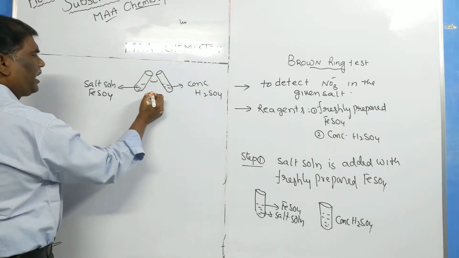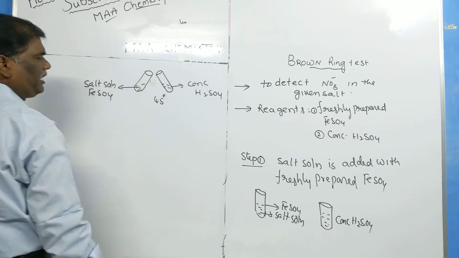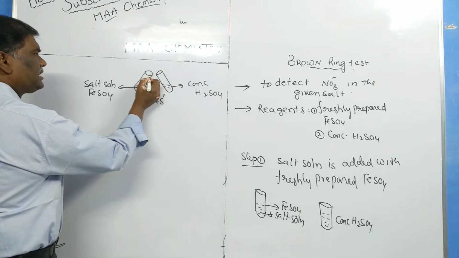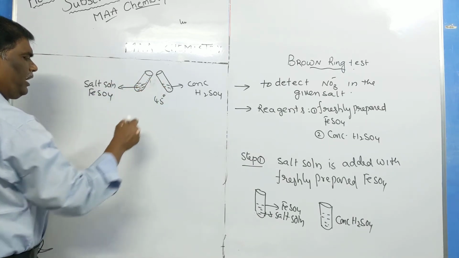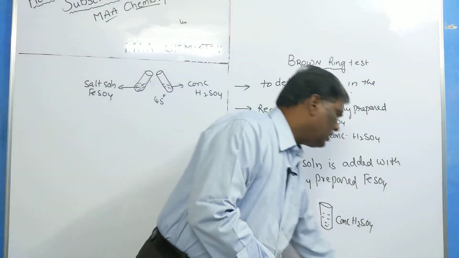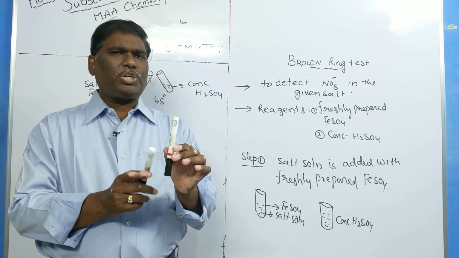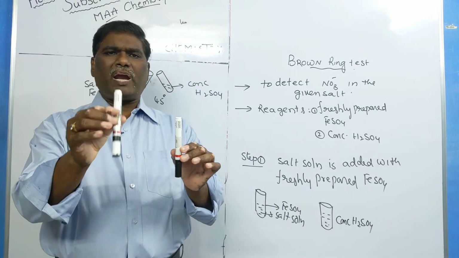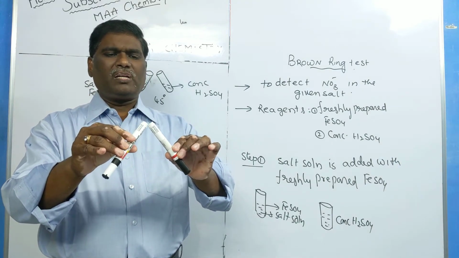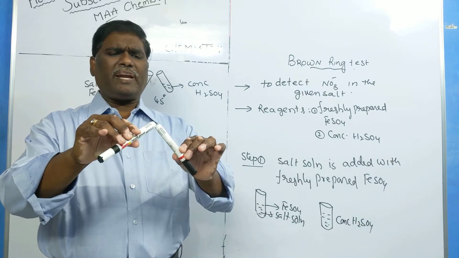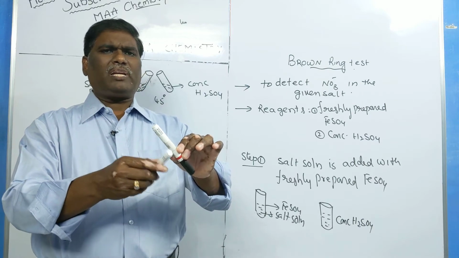Now these two are kept at an angle of 45 degrees. Then the acid is added slowly through the walls of the test tube. Here is one test tube with salt solution and ferrous sulfate, and to this I am adding the concentrated acid. Thus the sulfuric acid is added slowly by dropping along the walls of the test tube.